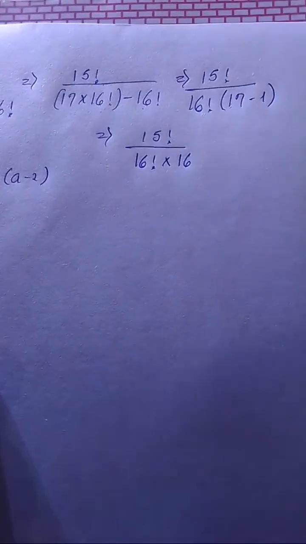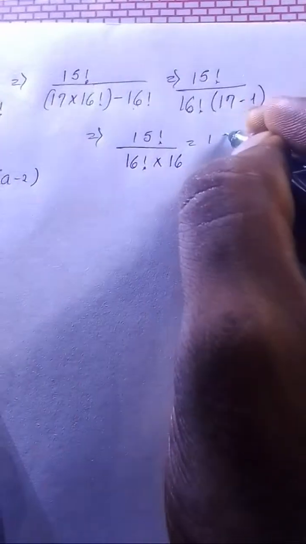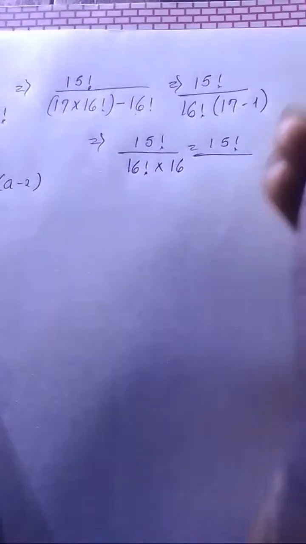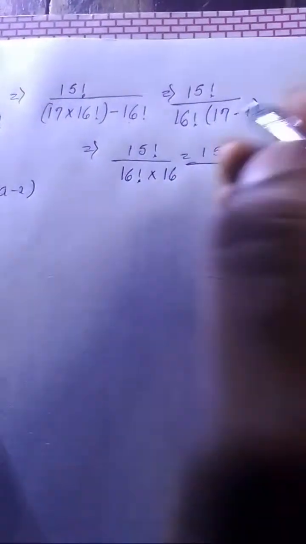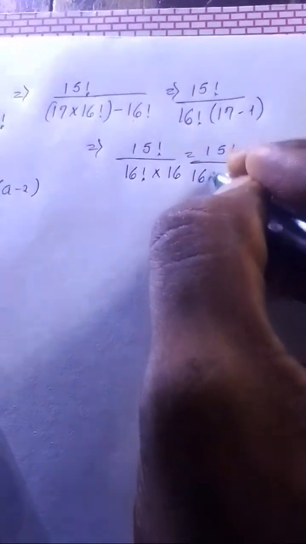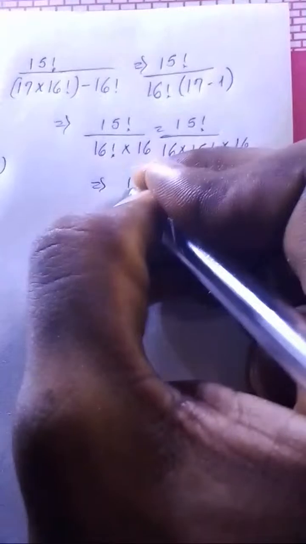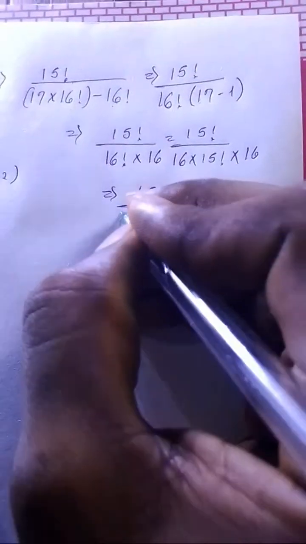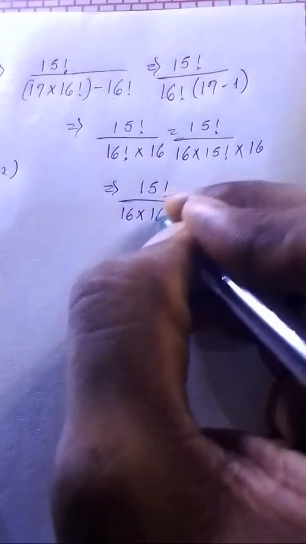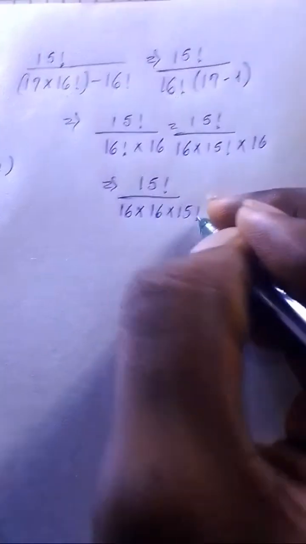So from here, what's the next thing that we're going to do? We have 15 factorial divided by 16 factorial. What's 16 factorial? 16 factorial is 16 times 15 factorial, right? And we also have times 16 here, right? So we can bring it to 16 times 16 times 15 factorial, right?